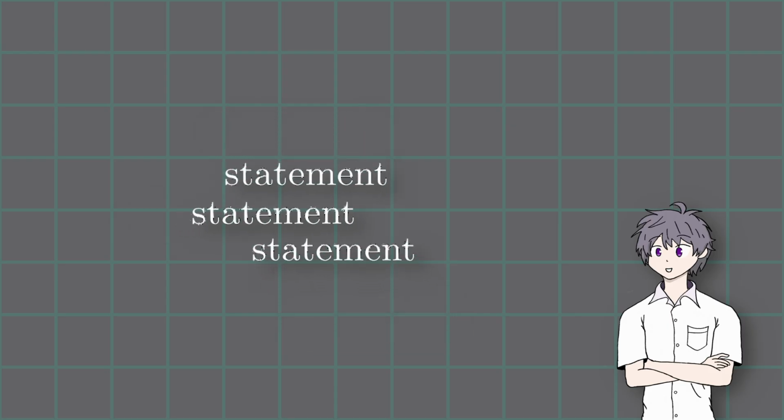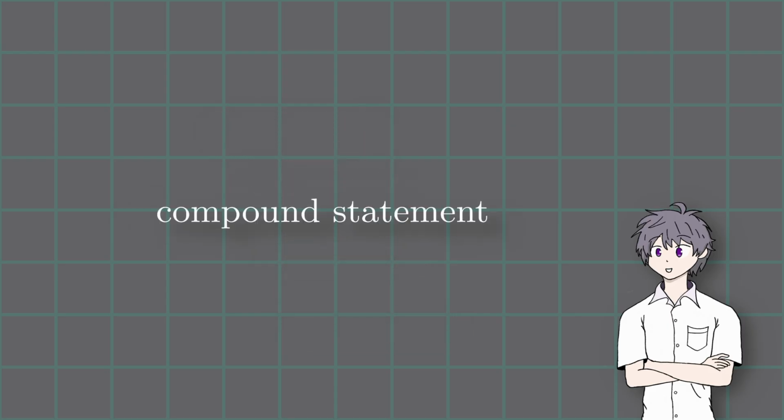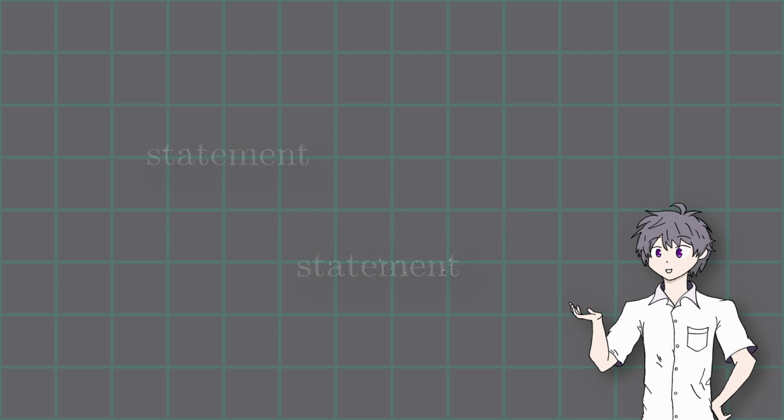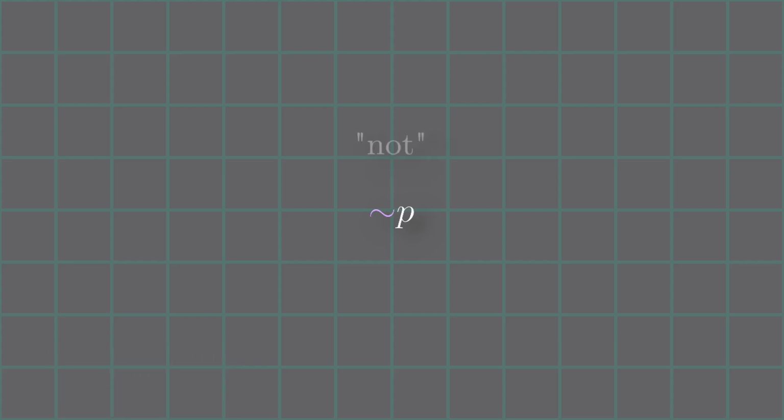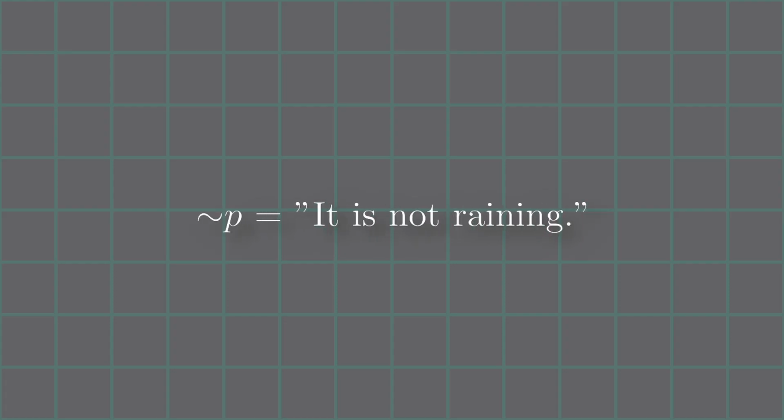Now that we are familiar with simple statements, we are ready to combine them to build compound statements. To see our compound statements more easily, let's represent the simple statements themselves as variables. There are three basic ways of creating compound statements. We've actually encountered the first, negation. This squiggly line means not, and it negates a statement. So, if P is it is raining, then not P simply means it is not raining.